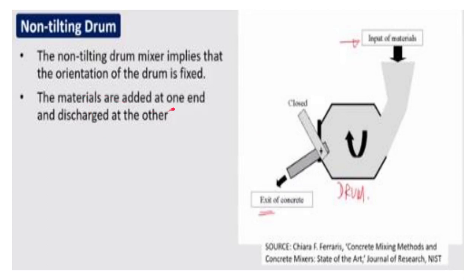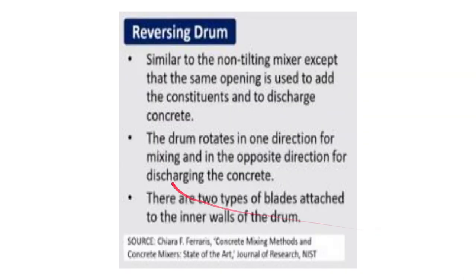The materials are added at one end and discharged at the other. As you can see, from the right side we have to input the materials, and from the left side the concrete exits. During mixing time the gate is closed, and when we have to discharge, the closed gate is opened. Okay, so that is all about the non-tilting drum.